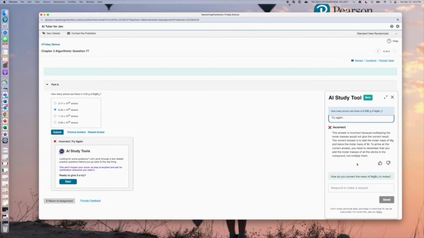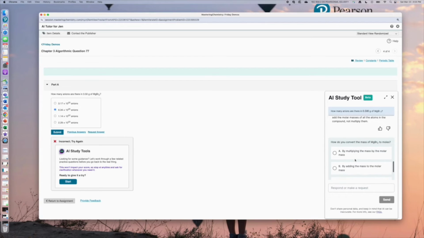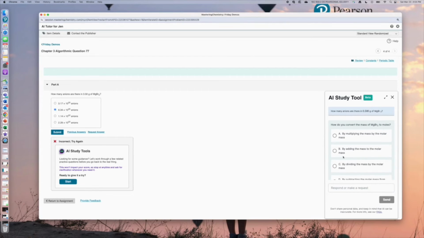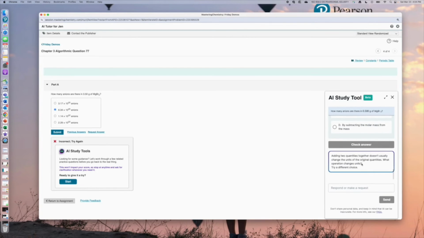The correct answer is to add the molar mass of magnesium and twice the molar mass, that's why I was talking about that subscript, of bromine. To arrive at the correct answer, you need to remember that you add the molar masses. So the next thing it's going to ask me to do, well, how do you go from mass to moles? And in this case, you're going to need the molar mass, but it's not adding. So again, we've done all of this in advance.